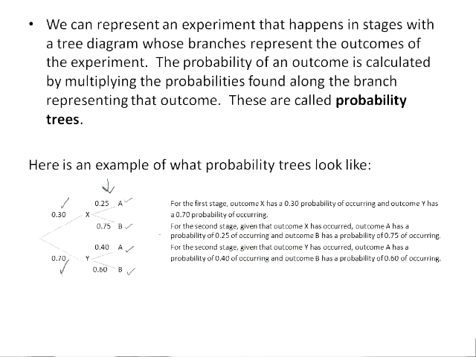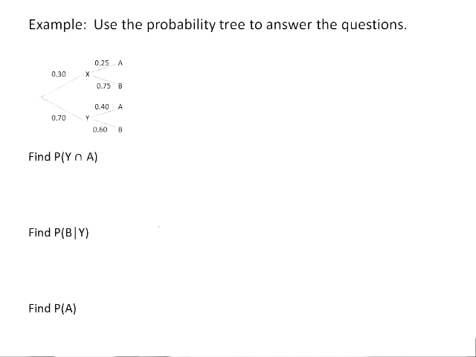Now let's use this same probability tree to answer some questions about probability. So first of all, this first question is asking you to find the probability of the intersection of two events. Whenever you're asked to find the probability of the intersection of two events from a probability tree, you want to follow the path from left to right on the two events. So starting here at the beginning, we're going to follow the path for Y and then for A. Those outcomes of Y and A.